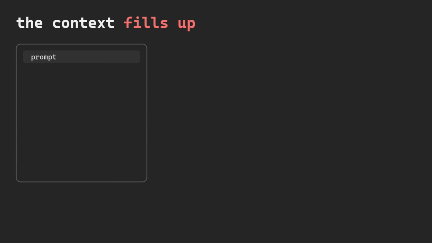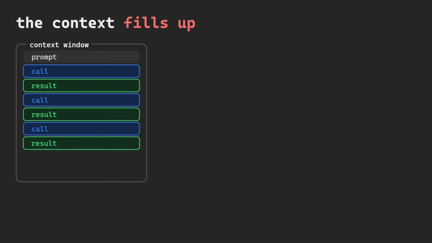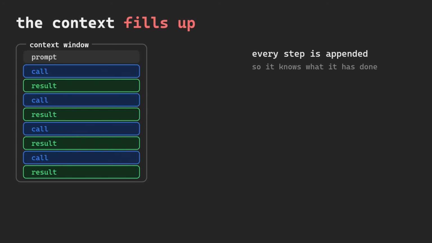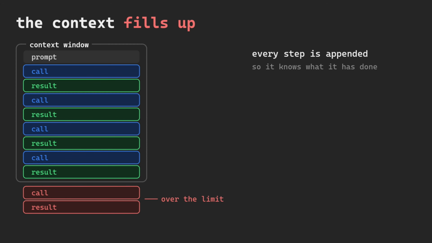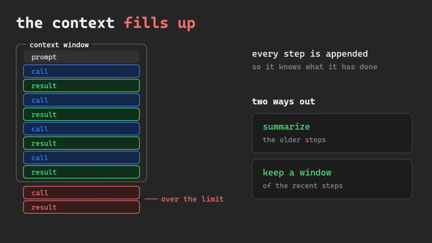And what's worth knowing is that every step of that loop gets appended to what the model sees. That's how it knows what's been done and what to do next. But it also means a long run slowly fills up the context window. At some point, we either summarize the older steps or keep only the most recent ones.